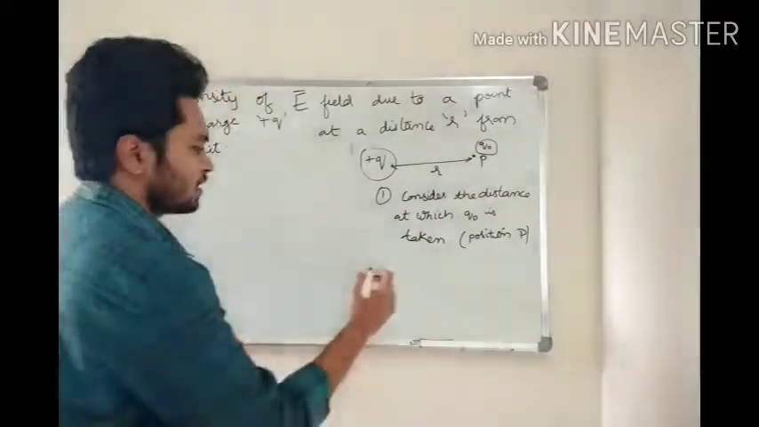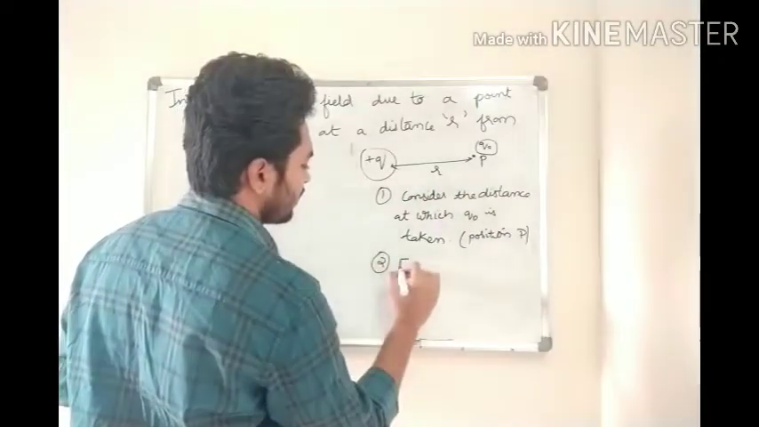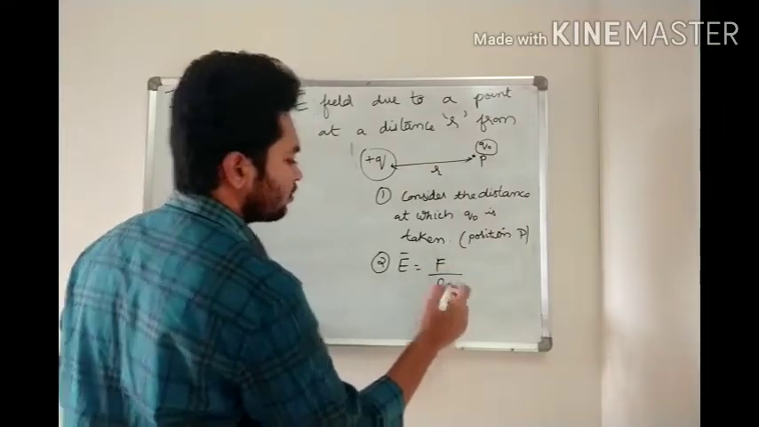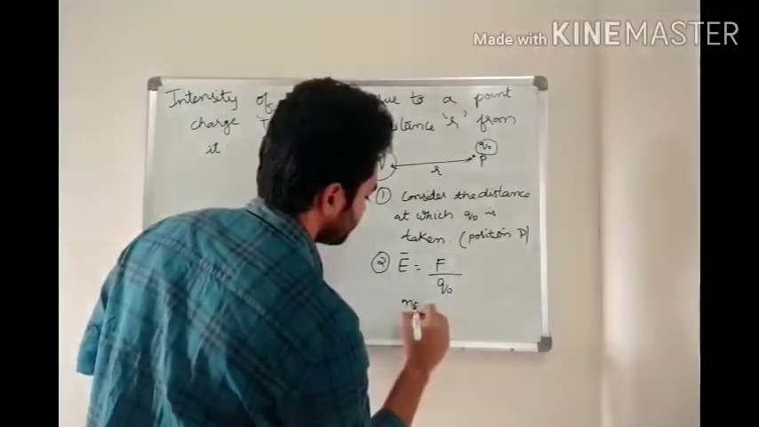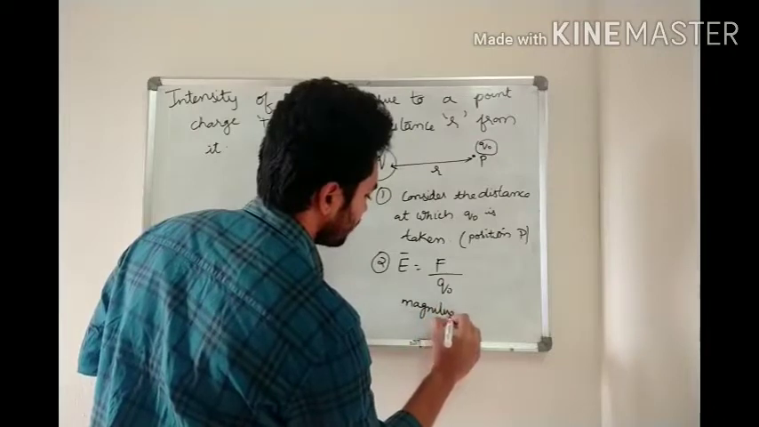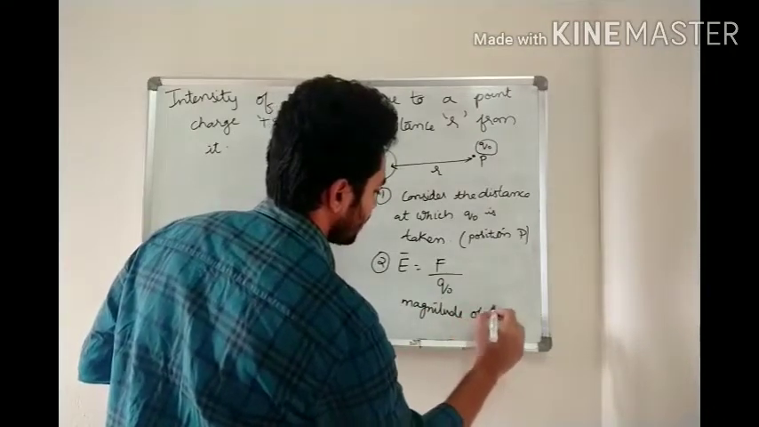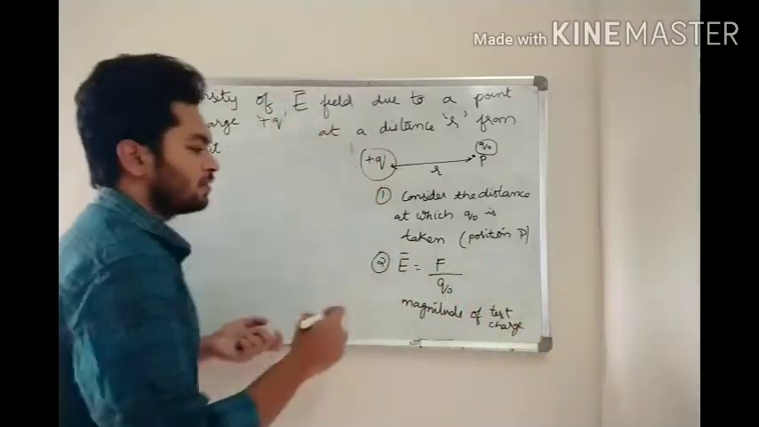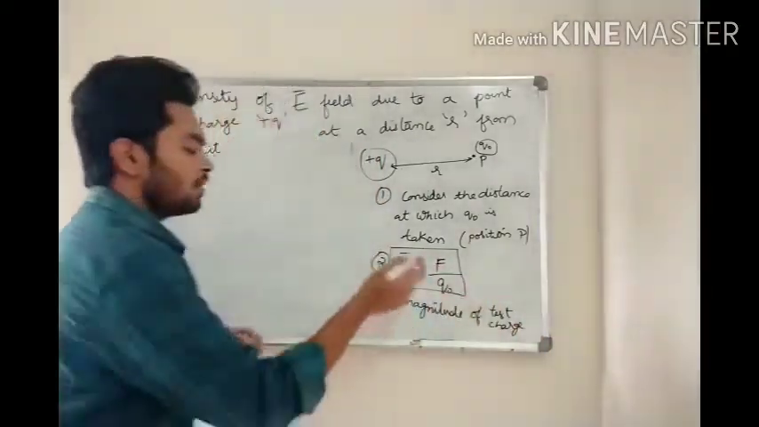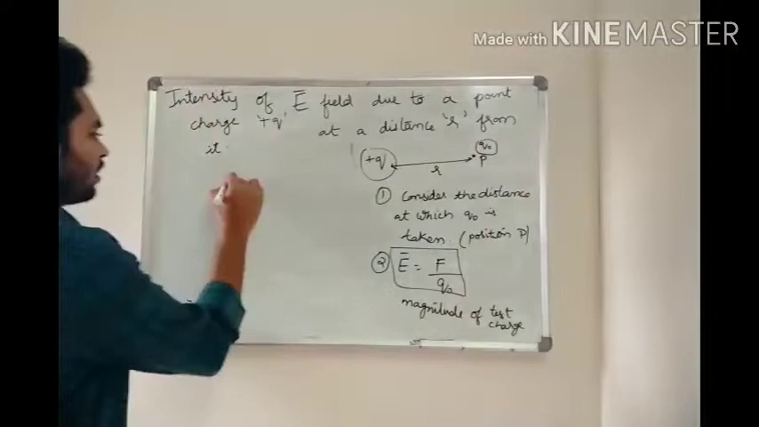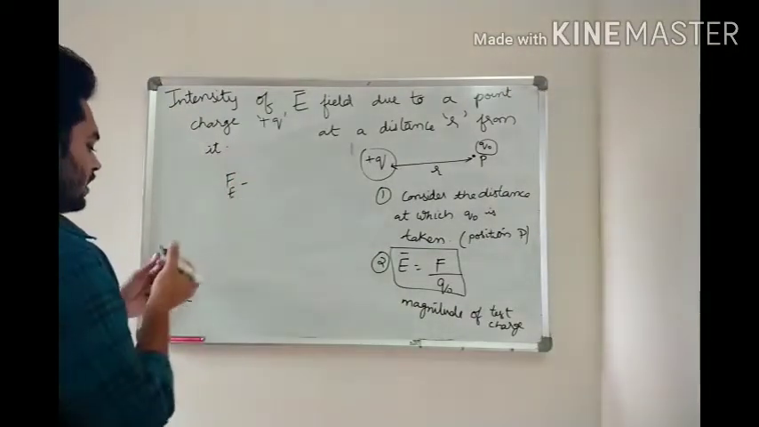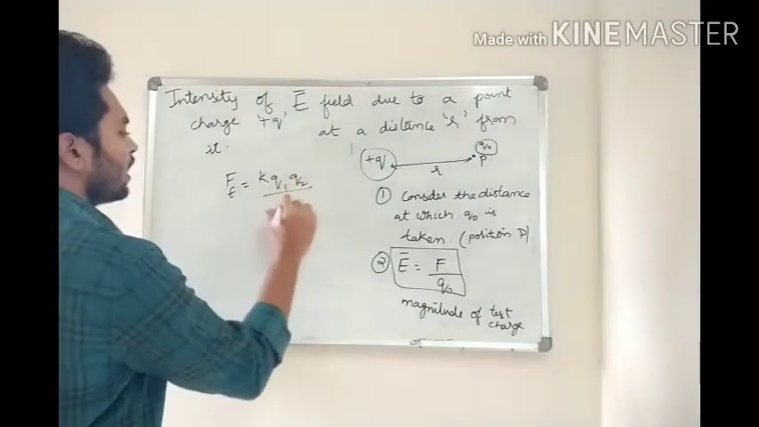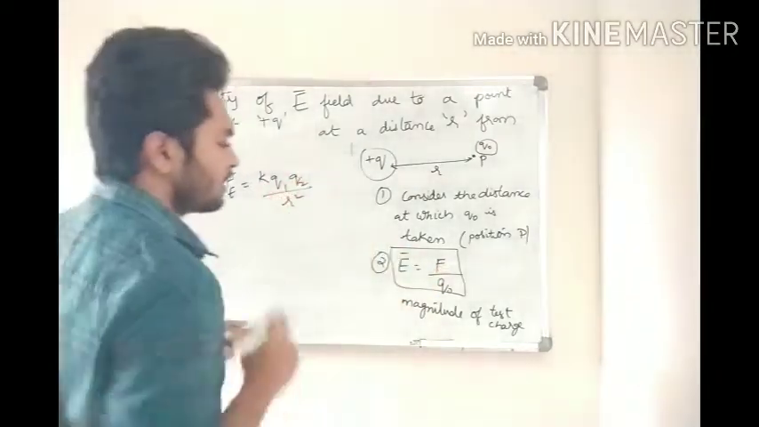Now the second step is to find the electric field. You have to divide the force by Q0. Q0 is the magnitude of the test charge. Now what is this force? Force you already know. Force in electric field is K Q1 Q2 by R square. So similarly this is our F.